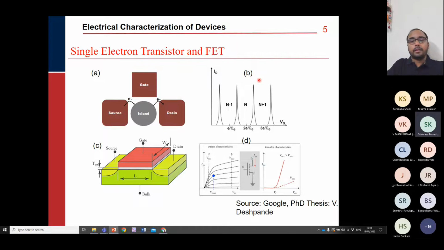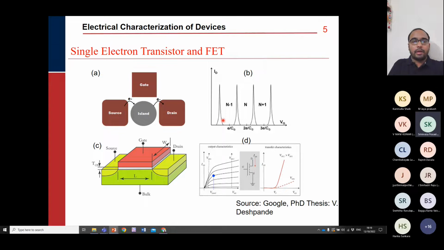Now, it has quite a lot of advantages, I mean, this single electron transistor. So, for example, if I know how many electrons are traveling here, then I can control the number of electrons, and I can very accurately control the current flow, and that way I can do very low power operation. So this has quite a lot of applications in metrology, then sensing, and other areas also.